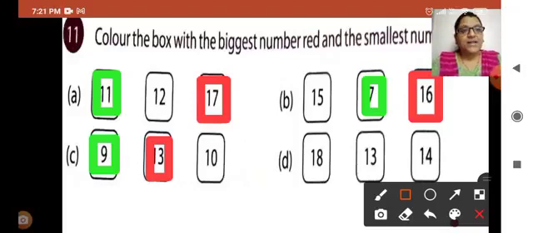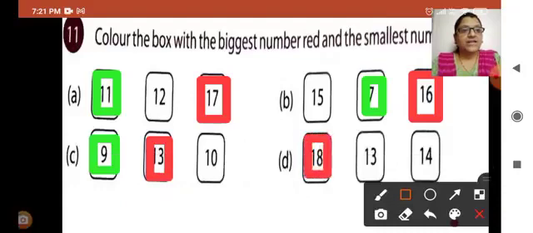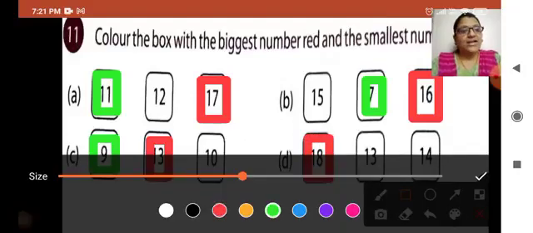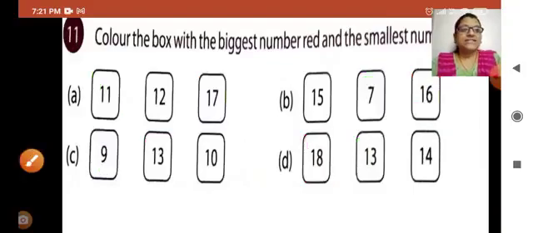Next example, 18, 13, 14. Here, 18 is the biggest number. So we will color it with red. And 13 is the smallest number. We will color it with green. So, same way you will complete the further questions as homework. Now, let us see the next question.